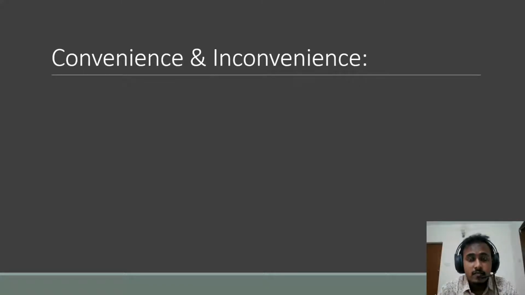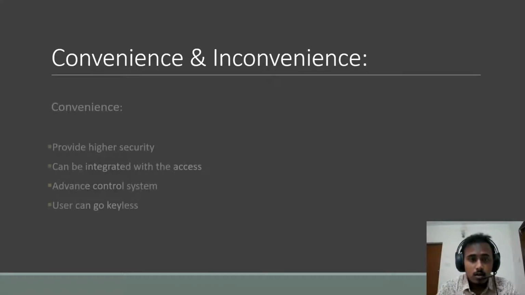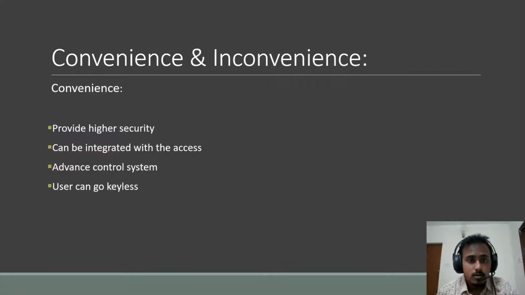Moving on, we have the conveniences and inconveniences of digital locks. The conveniences of digital locks: it provides us higher security. It uses different hardware and different types of designs than other types of locks, so they cannot be bumped like conventional locks. This makes it more secure.